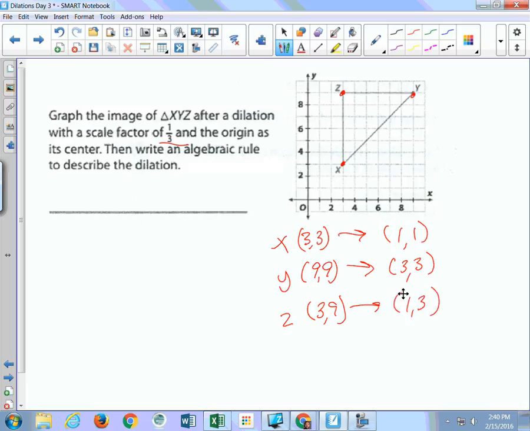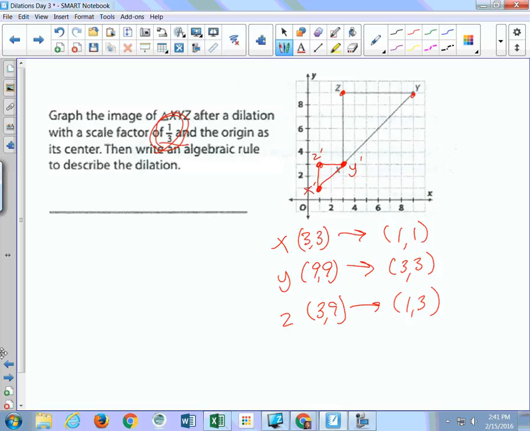All right, so once we've got our new coordinates, we can now plot them on the graph. Yes, Layla. All right, to plot these points, we got 1, 1, 3, 3, it's already at x, and then 1, 3. This is x prime, y prime, z prime. Connect the dots.